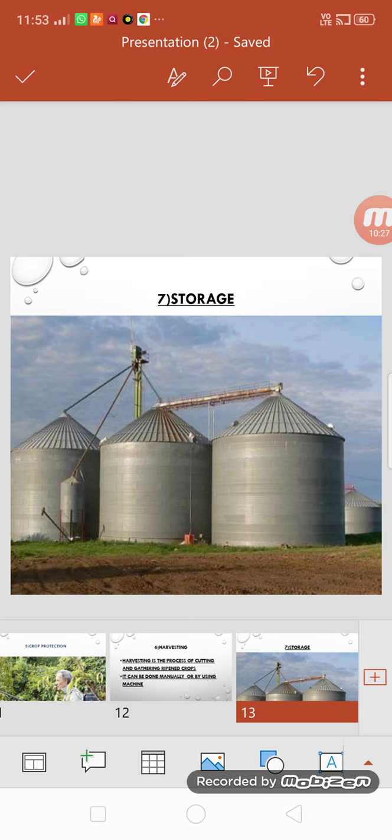So you need to clean it before storing, right? Keep it in the sunlight before storing. Now, as you can see in the picture in front of you, these are big containers called silos, right? What are they called? Silos, in which grains like rice and wheat are stored on a large scale.